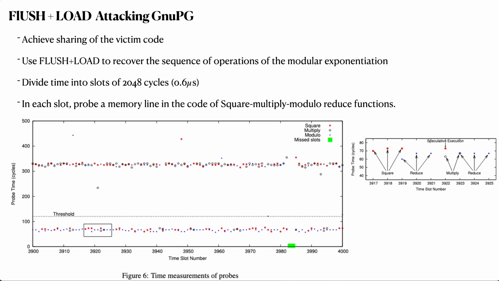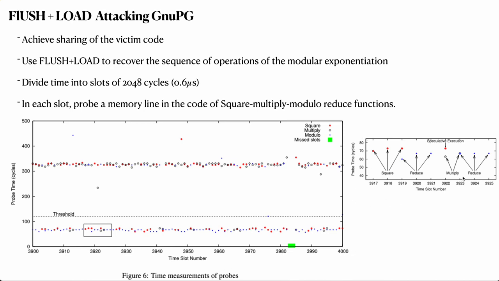The approach is to trace the execution time of the victim process. In the figure below, it shows the measurement times of 100 time slots of GnuPG signing with a 2048-bit key. In each time slot, the spy flushes and then measures the time to read the memory lines in the square, multiply, reduce functions. Measurements under the threshold indicate that the victim accessed the respective memory lines.